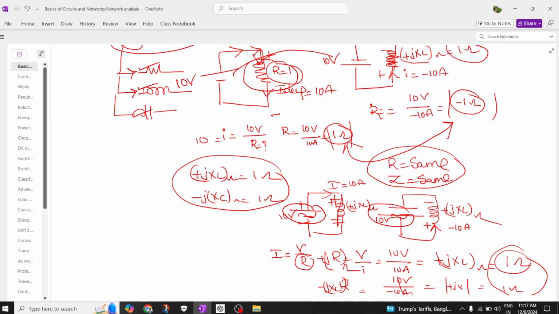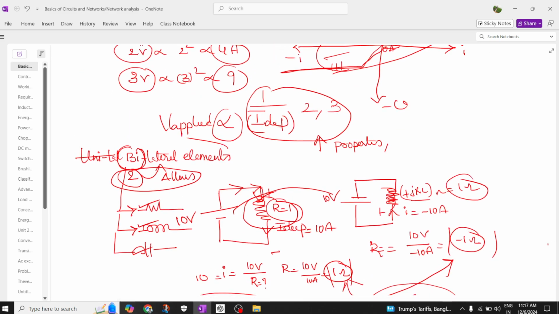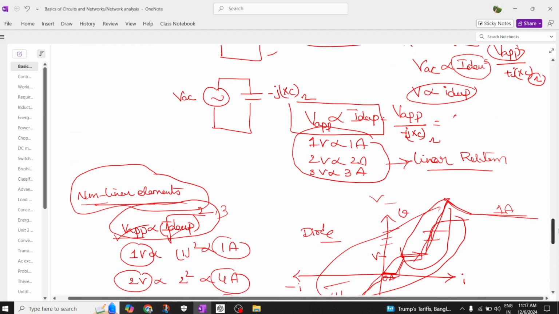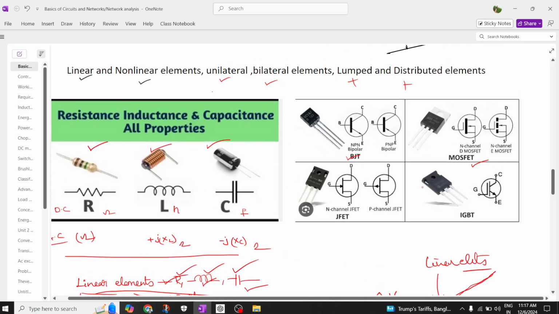It may be in DC type or it may be in AC type. Therefore these kinds of elements are called bilateral elements. You can see these elements in this diagram. So this RLC allows the current in forward direction as well as backward direction.